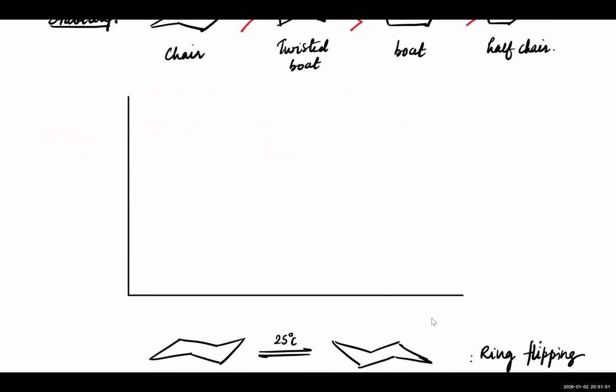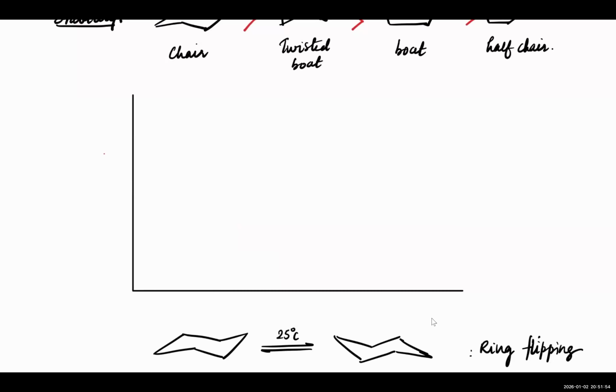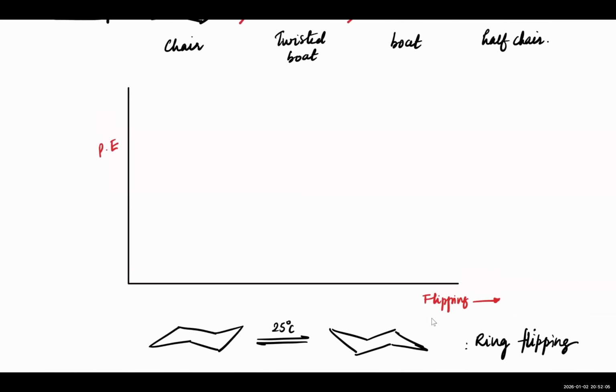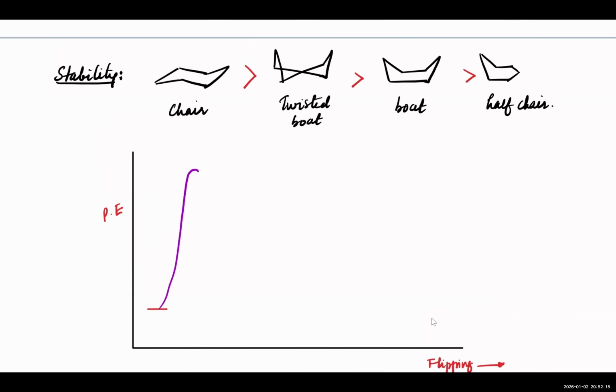If such is the case, then if you compare the potential energy versus the flipping angle, as far as the flipping of chair is concerned, you notice the most stable form is the chair form, isn't it? From the chair form, it becomes half chair, which is the most unstable form. From half chair, it becomes twisted boat. Twisted boat is relatively stable here.